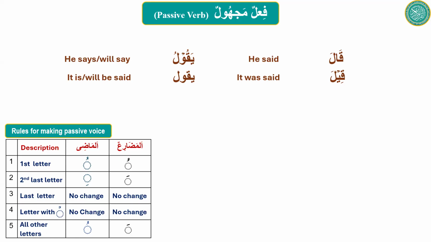Use the mudare column now. The ya will have a dhamma. Then the second last letter will have a fatha. So fatha, but it also has a jazm, right? Jazm doesn't change. So we'll use that one. What will lam get? There'll be no change since it's the last letter.